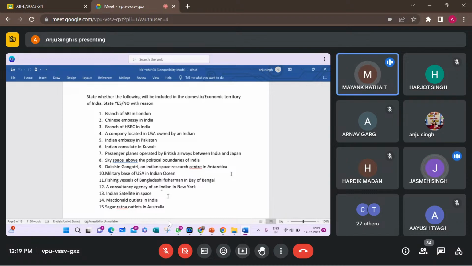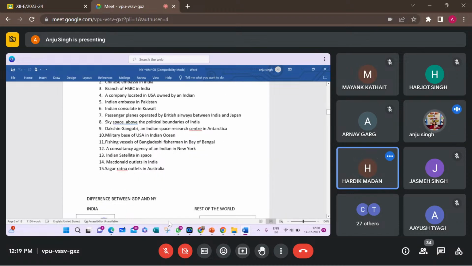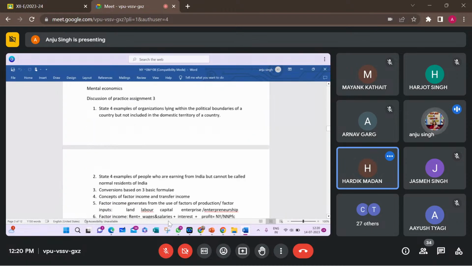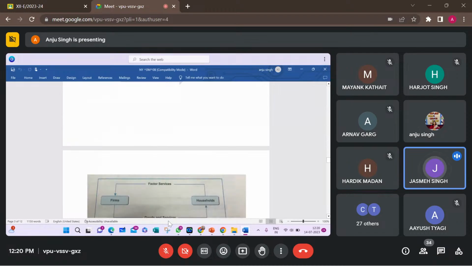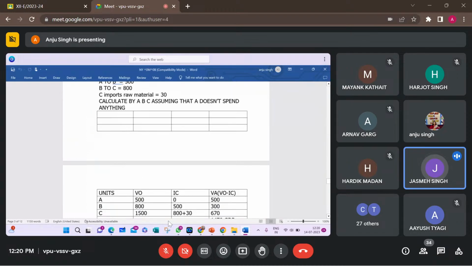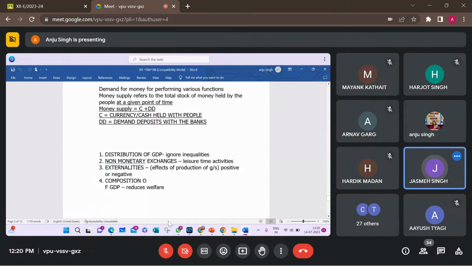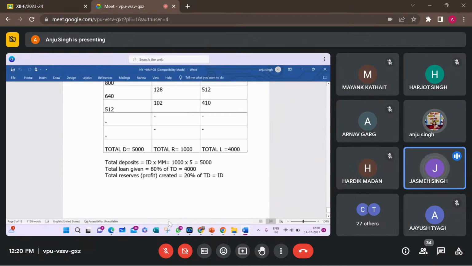Yes, because research centers are included in the territory because it is owned by the government. Okay. Sagar Ratna outlets in Australia, 15th number. No. Why not? Because they are not part of the categories which are considered part of domestic territory, like embassies or air force or military, all those things.